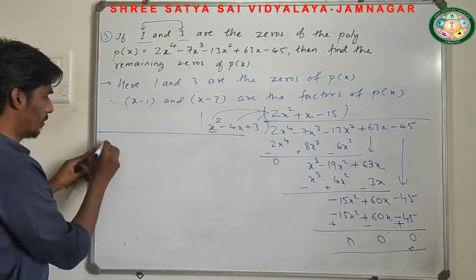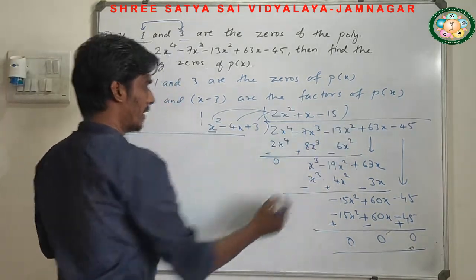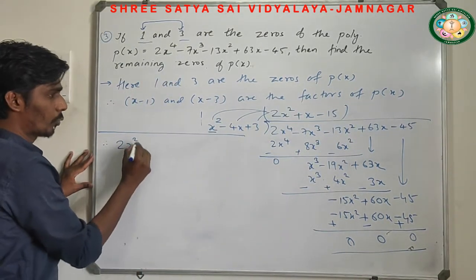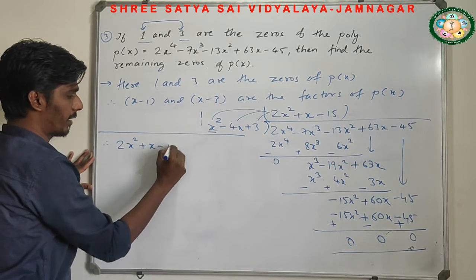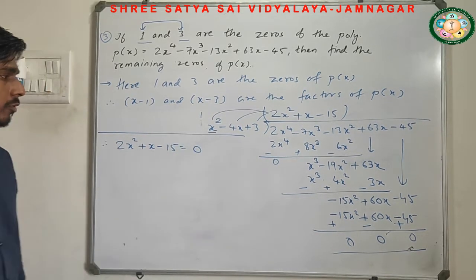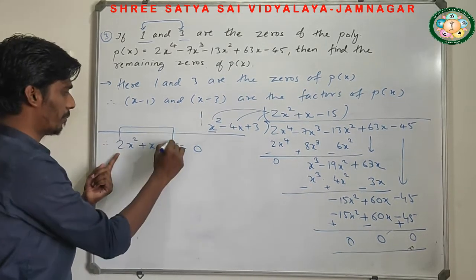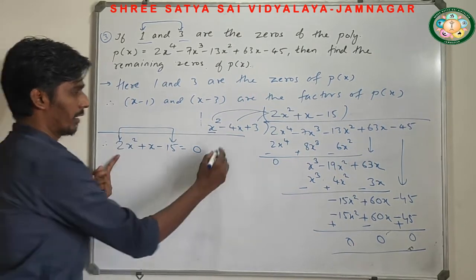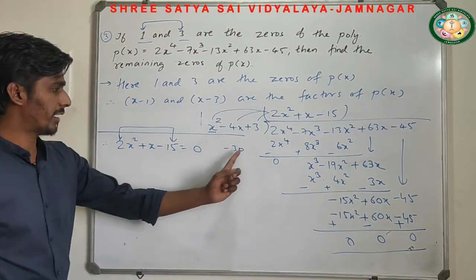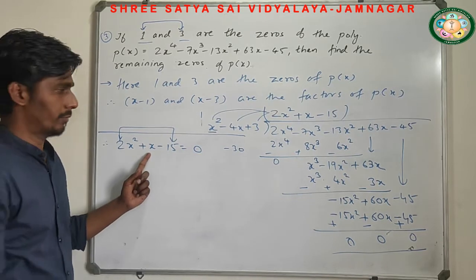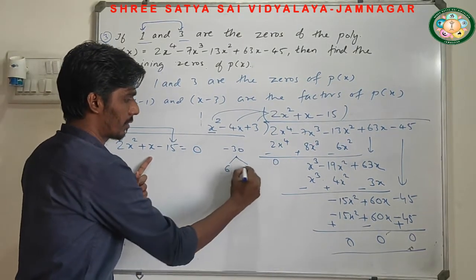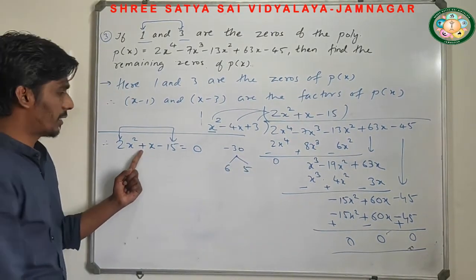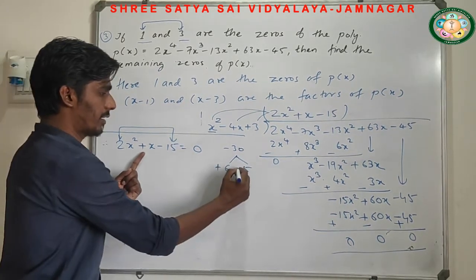Now write down this one. Take this quotient equals to 0 to find: 2x square plus x minus 15 equals to 0. Now 2 into 15 by splitting the middle term method, it's minus 30. Split 30 in such a way that to get 1, it's what? It's 6 5s are 30. Middle term sign to the greater number, so here it's minus.